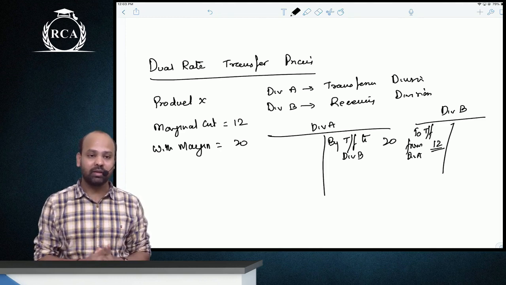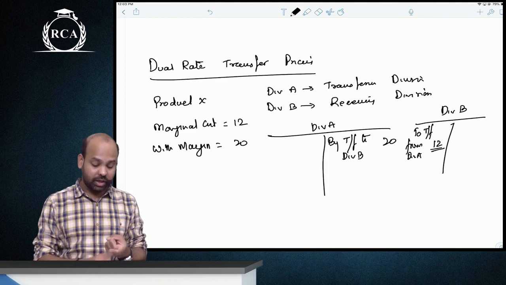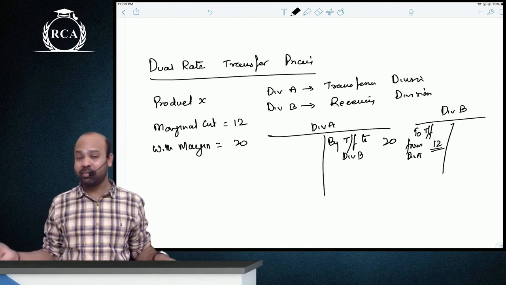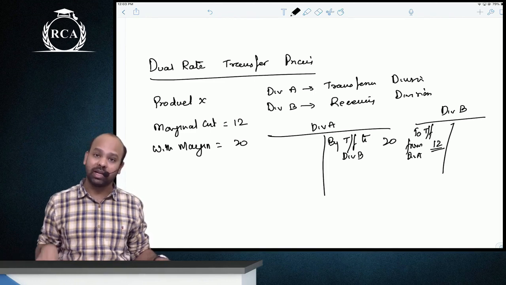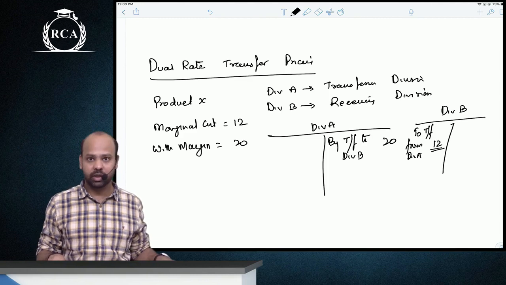But mind it, this system works perfectly fine only when either division A does not have an external market or division A has way too much surplus capacity. Otherwise, if division B is debited with marginal cost and that is not in the interest of the entire company, it can result in suboptimal decision making.